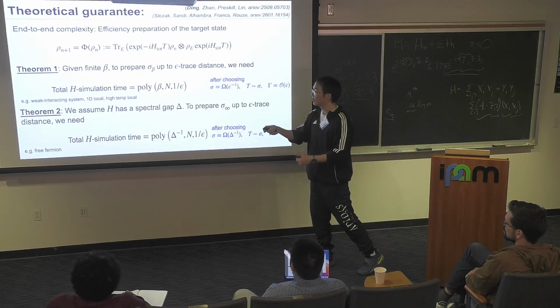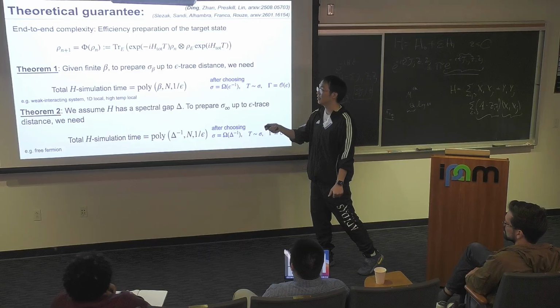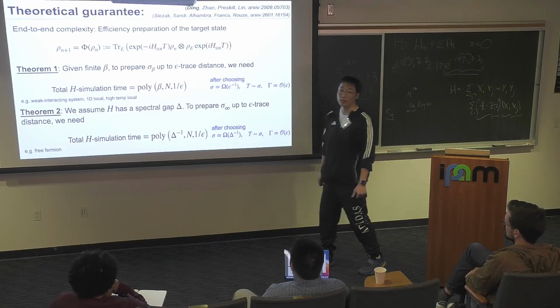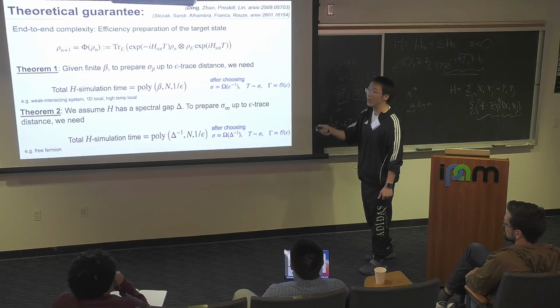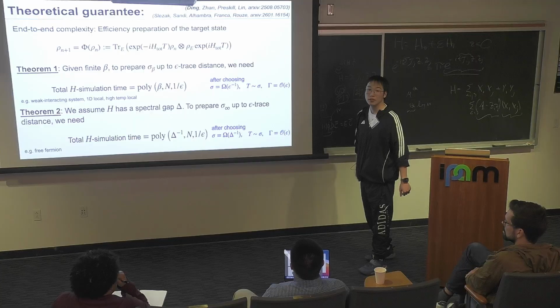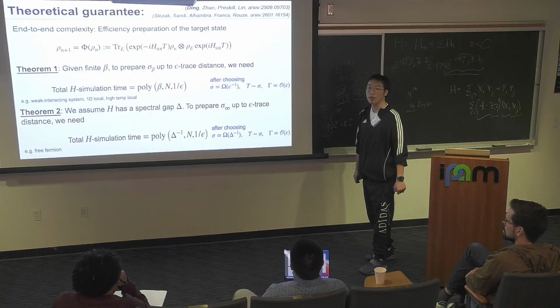For all of these weak interaction systems and the 1D local, I think we are fine. And this is true for any beta greater than 0. I see. So for those systems, there are no thermal phase transitions.